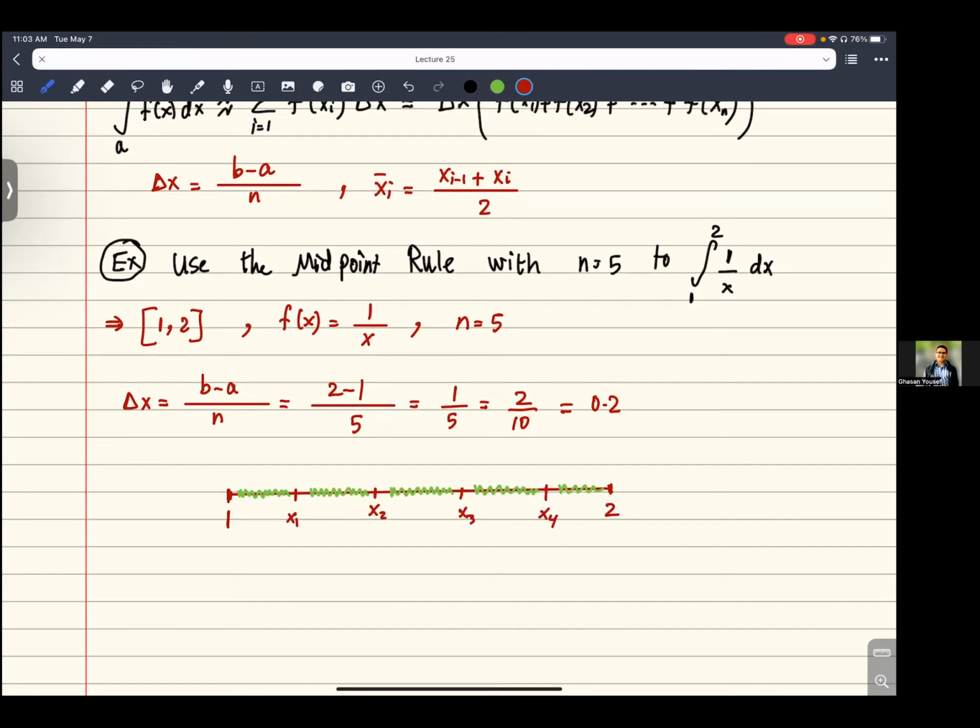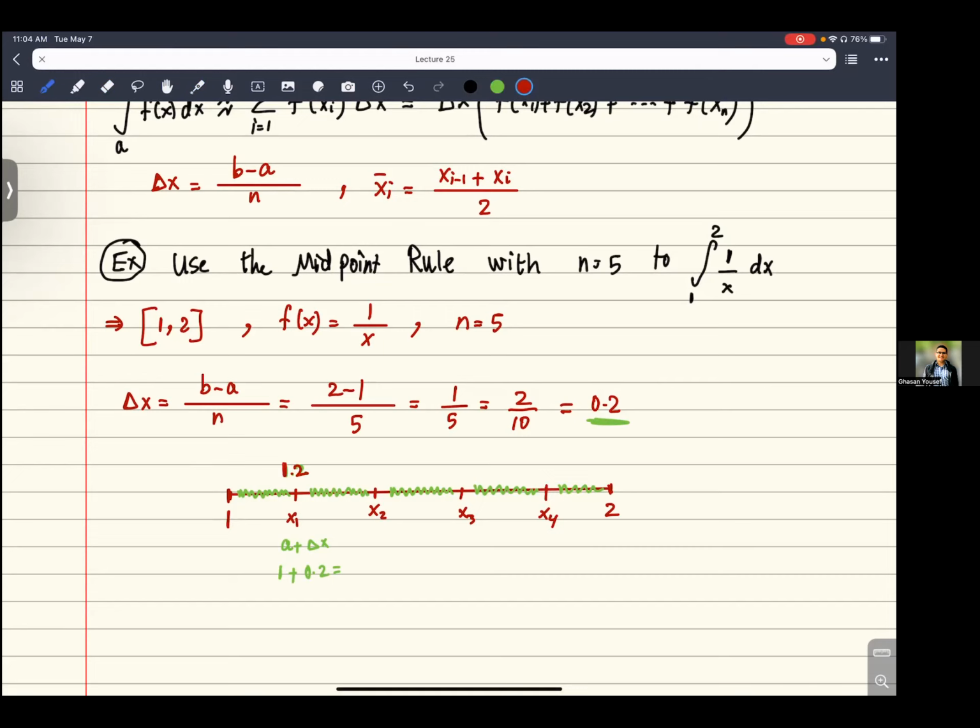Okay, what is x1? What is the value of x1? It's a plus delta x. What is a here in this example? What's the first point? My question is, what is a? It's the starting point of the interval. It's 1, correct. So it'll be 1 plus delta x. What is delta x? 0.2. This is my delta x. So it'd be 1.2. This value is 1.2.